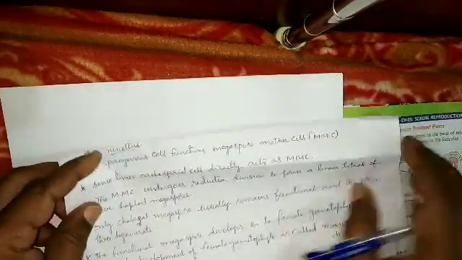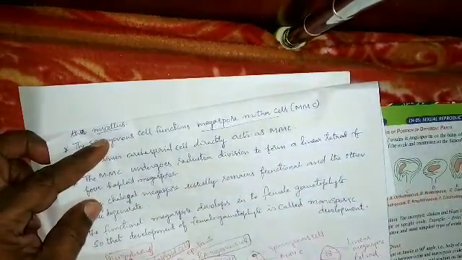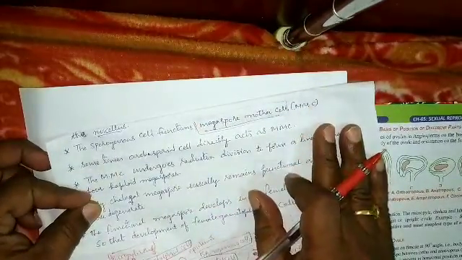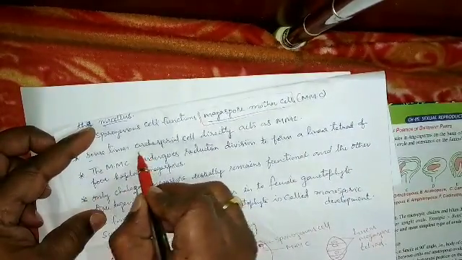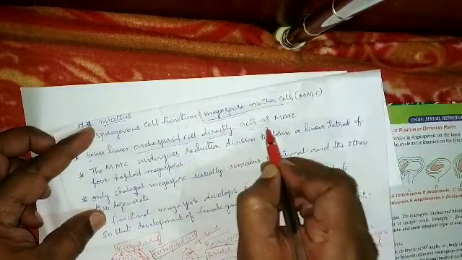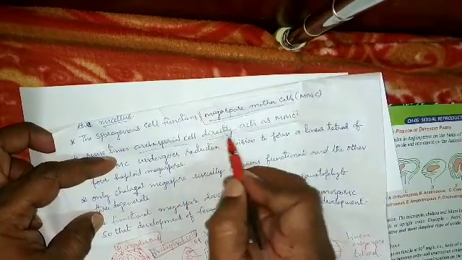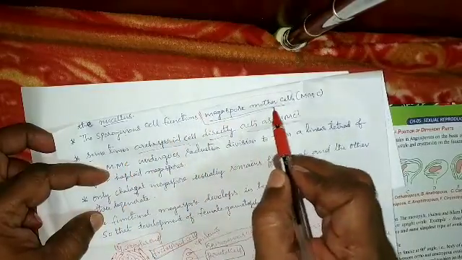The next cell is the sporogenous cell. The sporogenous cell functions as the megaspore mother cell here. Sometimes the archesporial cell directly acts as the megaspore mother cell. So the sporogenous cell functions as the megaspore mother cell.